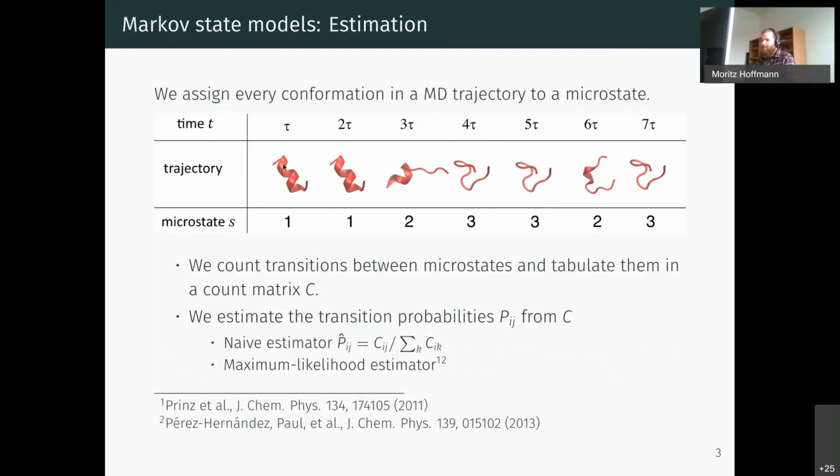Okay, so how does this look? If we have this helix, this could be microstate 1, then we have 1, 1, helix, helix, something else, 2, like partially unfolded, 3, 3, 2, 3, and then we count the transitions. And then there are different ways of estimating our transition probability matrix. In the non-reversible case, where we don't enforce reversibility, we can just normalize the count matrix. Or we can have a maximum likelihood estimator, which also takes a different prior into account, which enforces reversibility.